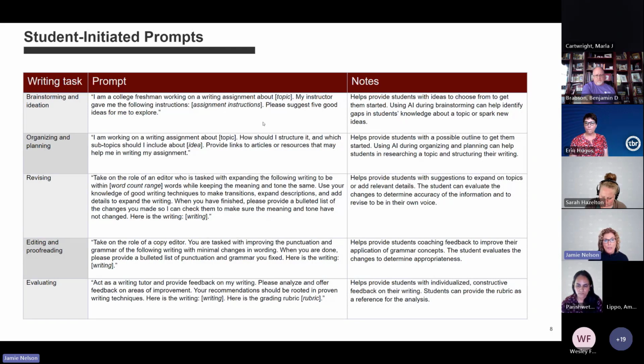So up here, it's just: I'm a college freshman working on a writing assignment about a topic, and my instructor gave me the following instructions. Please suggest 5 good ideas for me to explore. So that's a brainstorming tool. I'm working on a writing assignment. How should I structure it, and which subtopics should I include? So think about these tools as the collaborator, right? The collaborator on the side.